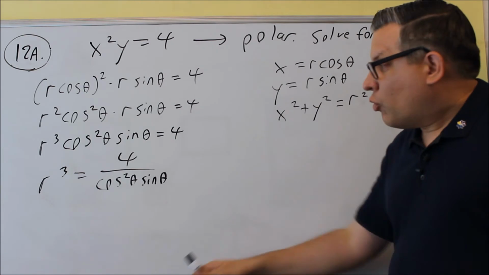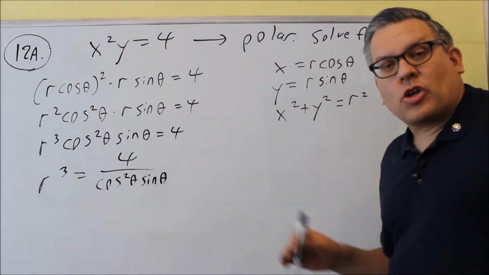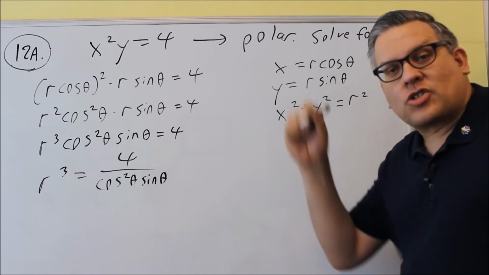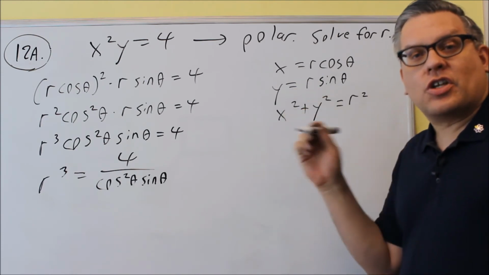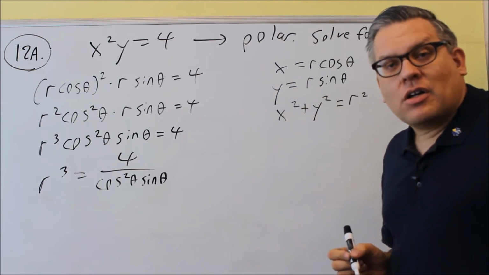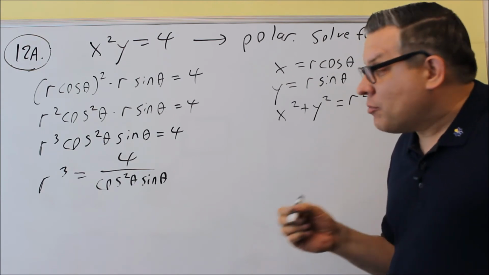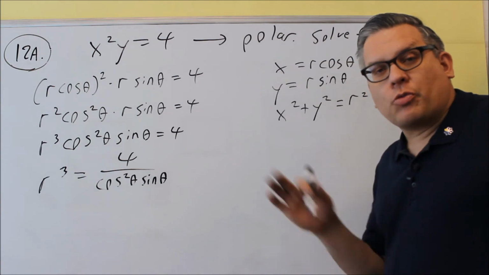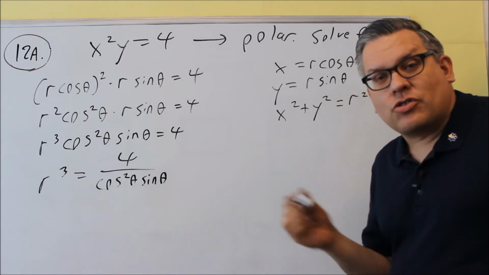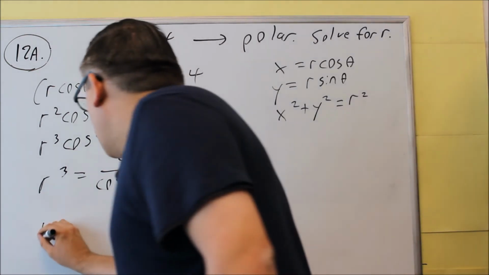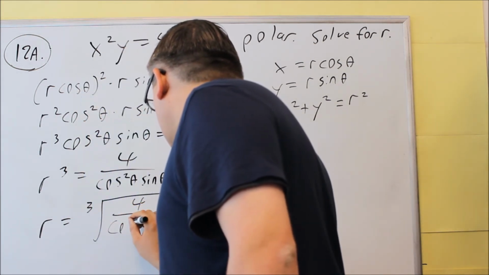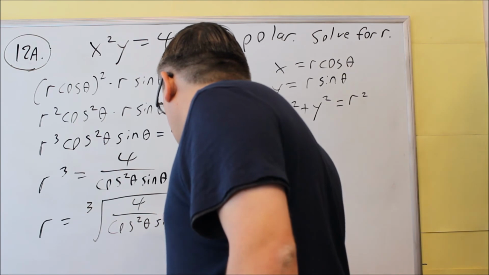And we're almost done. We need to take the cube root of both sides because we want to get r by itself. Now if you take an even root of both sides, that's where you always need the plus or minus. So we've already seen that happen so far on this sample exam. We had some pluses and minuses that came up. But we're doing a cube root. Cube root, you do not have to use plus or minus. You just get the positive answer. So we're going to do cube root of 4 over cosine squared theta sine theta.